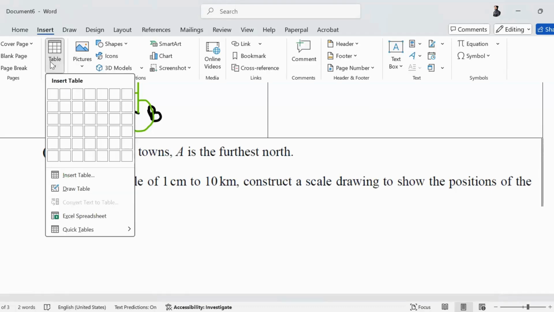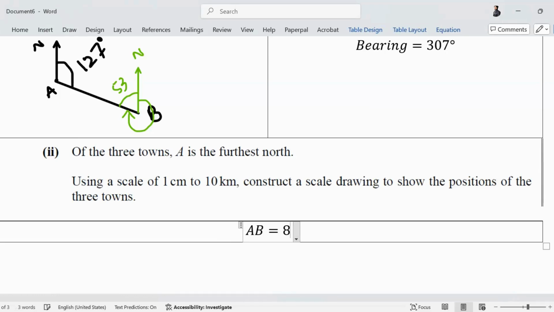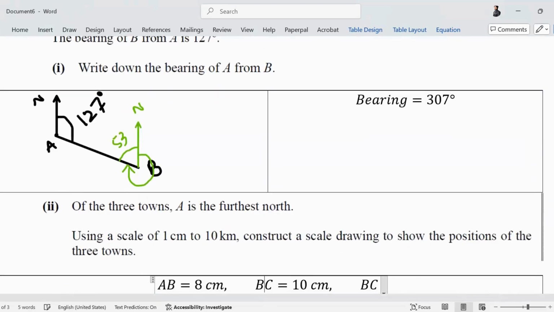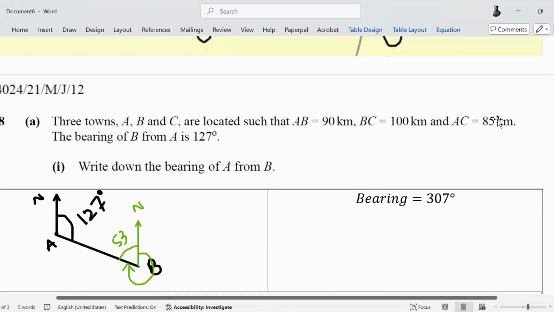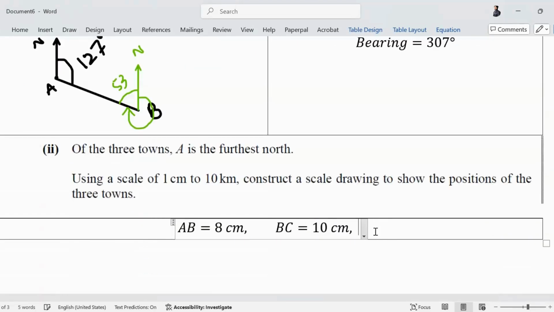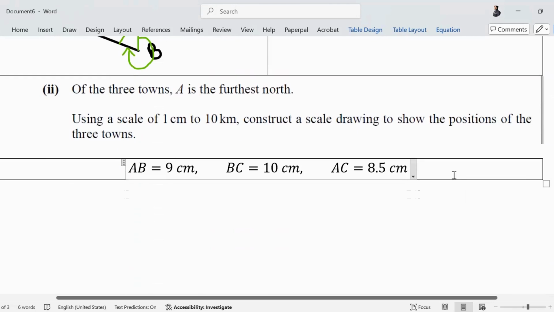So when I'll be drawing, what will be my length? My length of AB that I'll draw will be 8 centimeters. My length of AC will be 10 centimeters and my length of BC will be 10 centimeters, and AC will be, which was 8.85 kilometers. What will I draw? 8.5 centimeters. My AC will be 8.5 centimeters. Yes, AB will be 9. Sorry, my bad. It was 90 kilometers, so it will be 9 centimeters. So these are the lengths that I am supposed to draw.